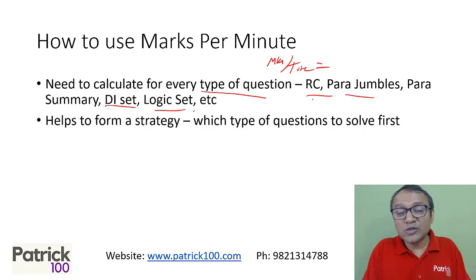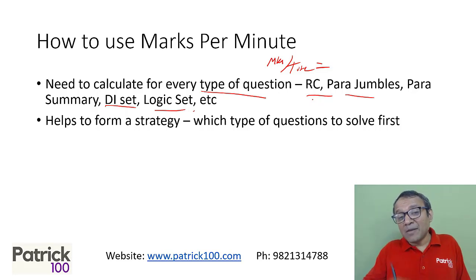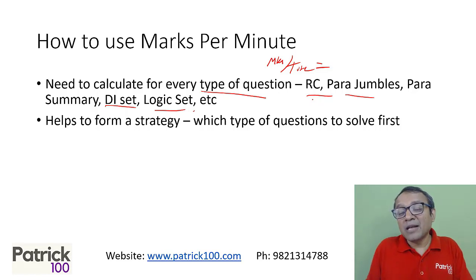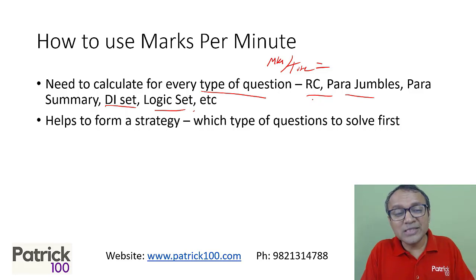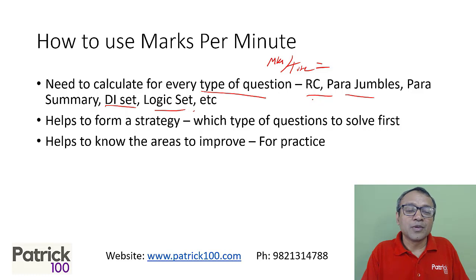So for every type of question, figure out the marks per minute and decide your priority: which to solve first, which second, which third. Change your strategy and see whether it helps you improve your marks per minute in different sections. Sometimes in some area you may score higher marks per minute if you solve it initially, and sometimes in some questions you may score higher if you solve them later. You only realize it if you keep practicing and experimenting.